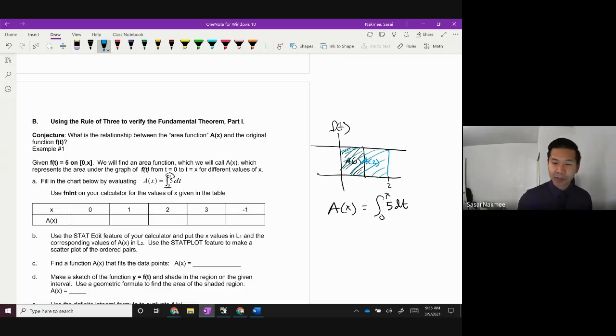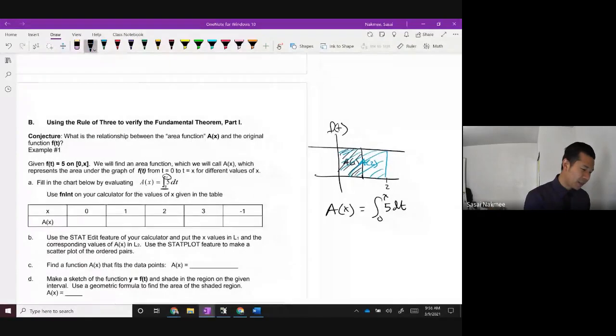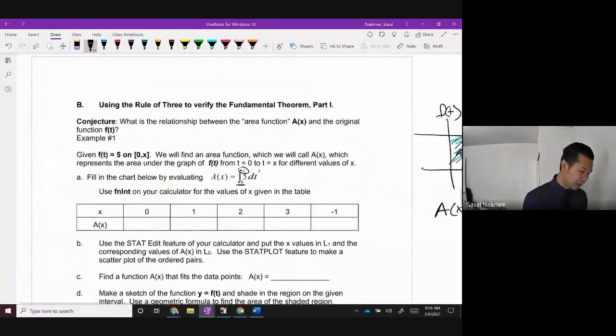So a of whatever number you're calculating is going to give you the area underneath that curve where f of t is equal to 5, which is, again, not a curve, it's just a straight line. You'd be able to calculate this area just using rectangles, right? But we're going to be practicing with our integrals for this one. Okay, so here we go.